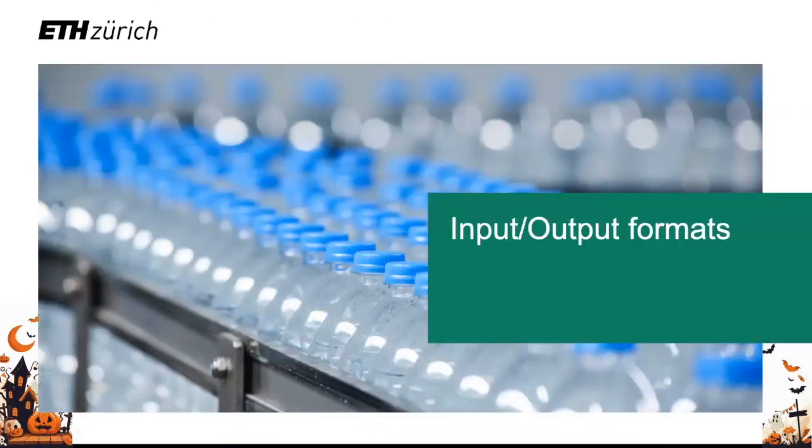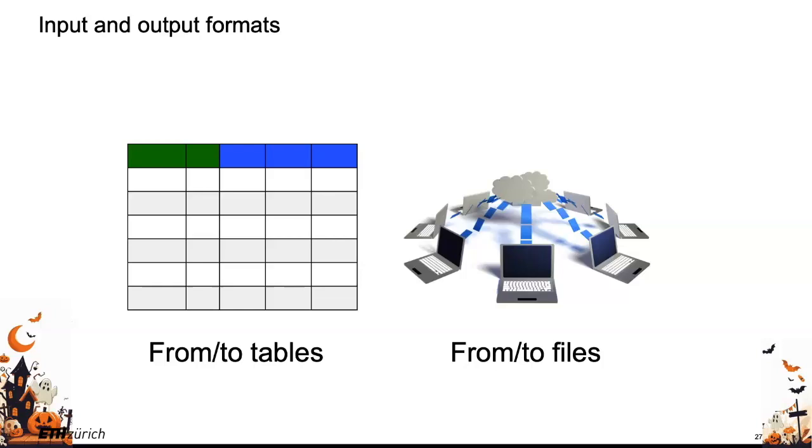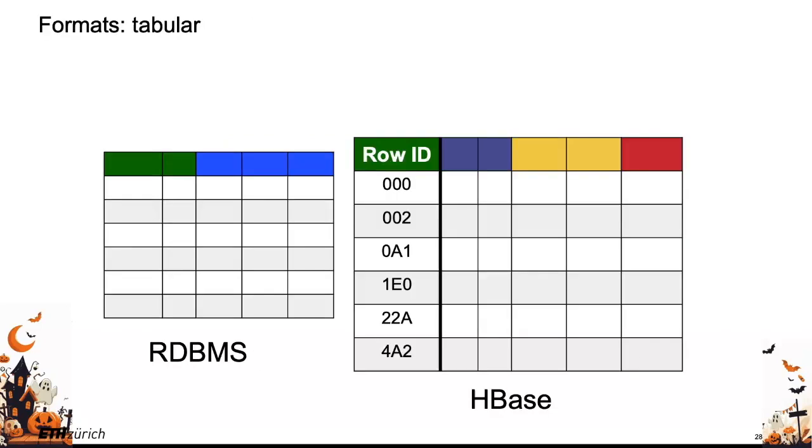Okay? So now I'm going to go into input-output formats, say a few words. Why? Because I told you that for MapReduce, everything is a key-value pair. But as you know, not everything in the world is a key-value pair. So we need to find a way to actually interpret them as key-value pairs. So basically, we can do it from and to tables and from and to files. I mean, we can have input or output as tables in HDFS or even in a relational database, and from and to files on HDFS, S3, and so on.